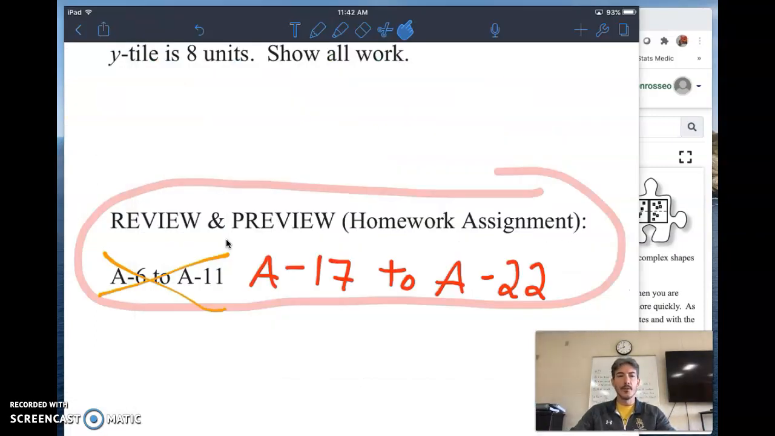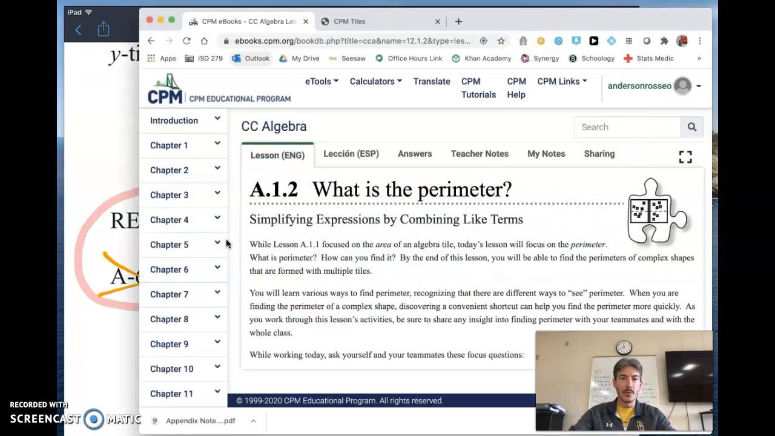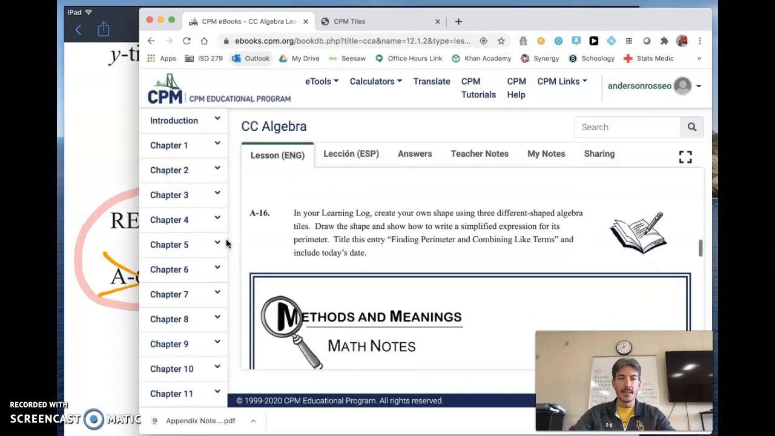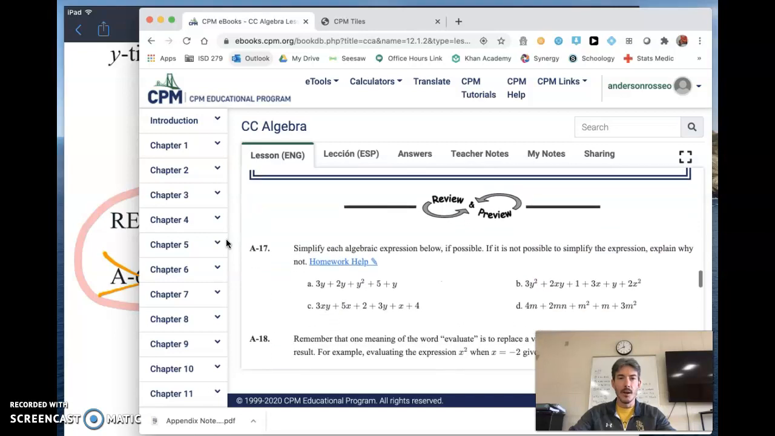Moving on, ladies and gentlemen, we've got our review preview here at the bottom of this page. It is not 6 to 11. That was a typo on my part. It is 17 to 22. And remember, that does come out of our CPM ebook. It is down here in A.1.2 where the review preview starts.